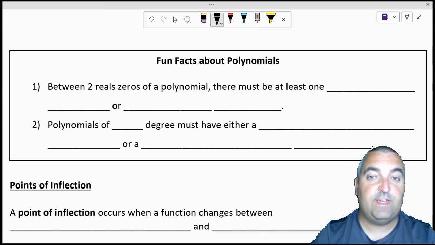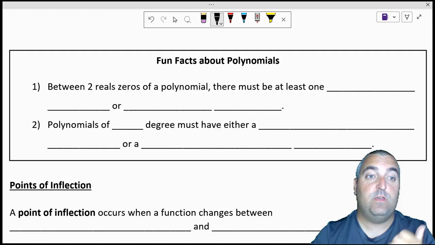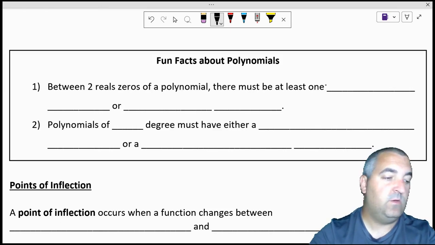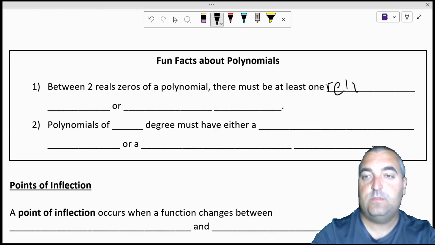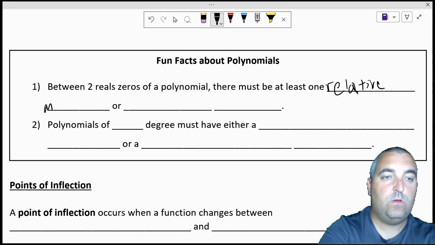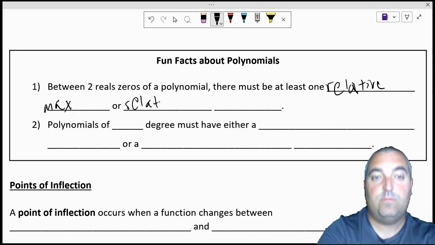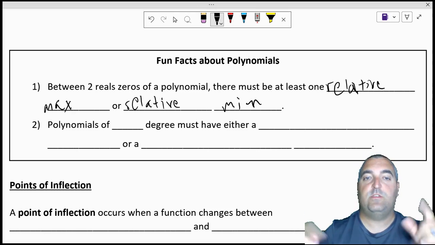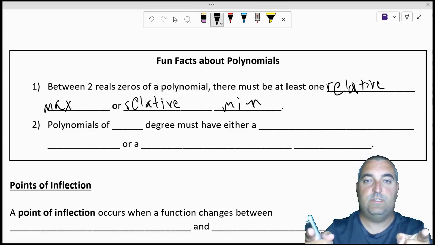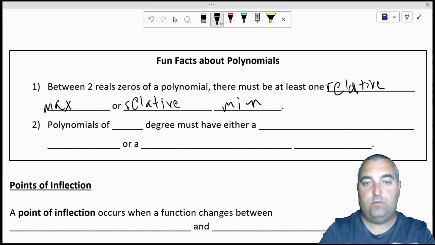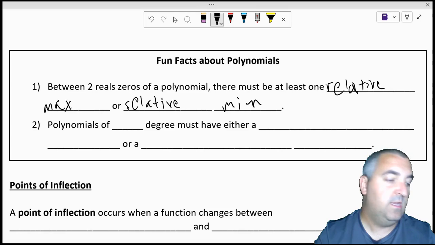So we're going to start with fun facts about polynomials. Between two real zeros of a polynomial, there must be at least one relative max or relative min between. That's because a polynomial doesn't have any breaks. So if you have two x-intercepts, two real zeros, you either have a relative max, or it goes the other way and has a relative min.